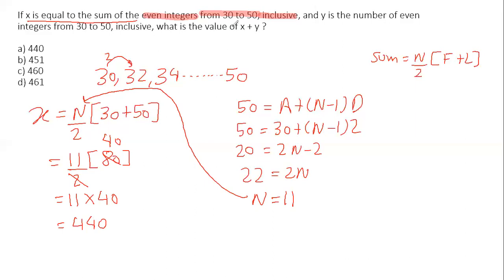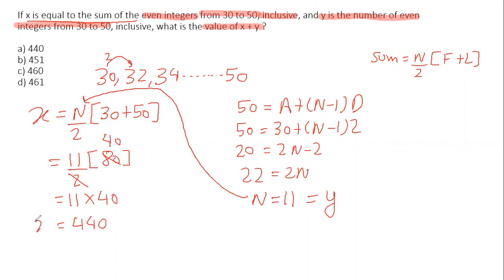But if you notice the question carefully, they're not asking the value of x, they are asking you the value of x plus y. Now what does y represent? Y is the number of even integers from 30 to 40. So y is actually the number of even integers which I already calculated. The number of even integers in this series is 11. So the question says that this is y.